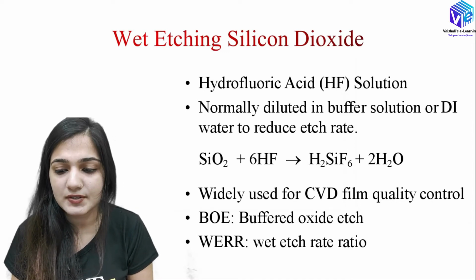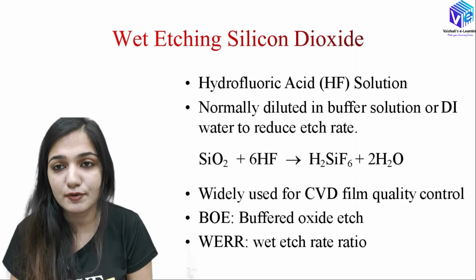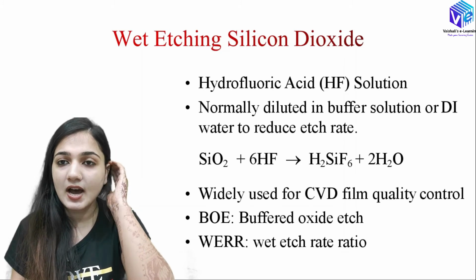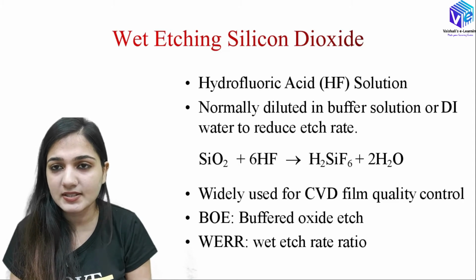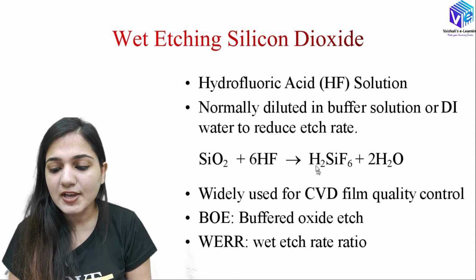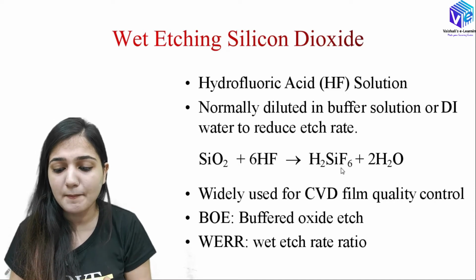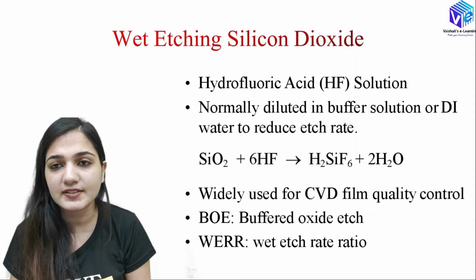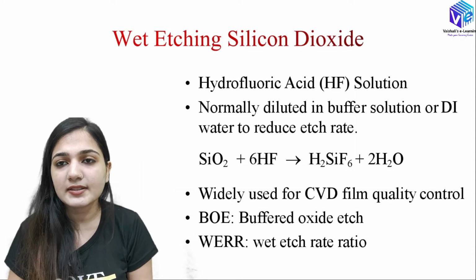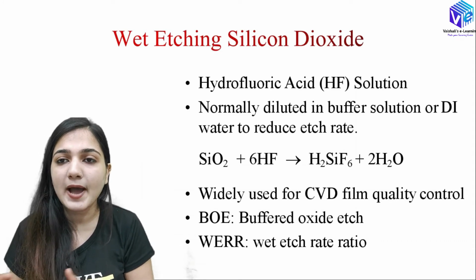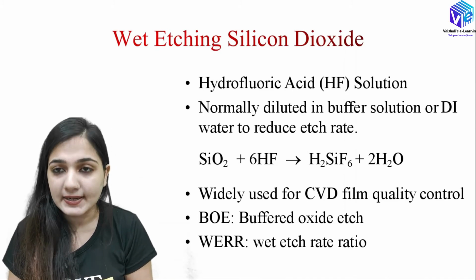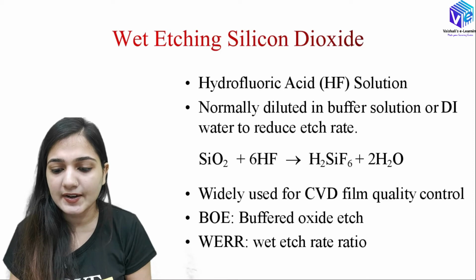What is the detailed process? Here I will be using the hydrofluoric acid solution. Hydrofluoric acid is a very harsh acid and it will be reacting with the silicon dioxide and it will be forming this compound, H2SiF6, and this compound can be easily removed. It's a byproduct, and this is how we are converting the silicon dioxide into a byproduct which can easily be removed, and this is how I am making the patterns, or I am etching silicon dioxide.